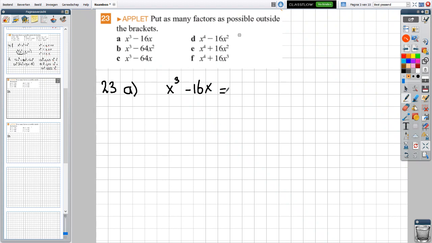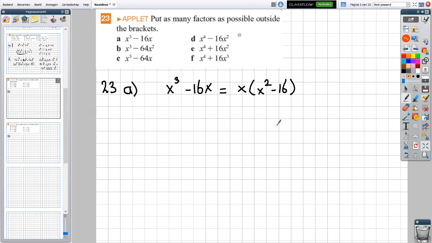If you have something like this, my personal preference is to first write down any common factors outside of the brackets. So here, are there any common factors between the two terms? You have x to the power of 3 and 16x. If you practice this enough, you now see that they have an x in common. So I could write it down like this: x times x squared minus 16.